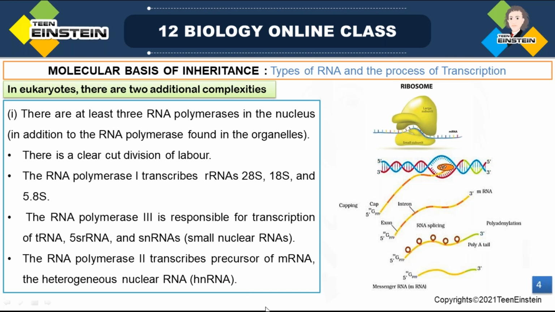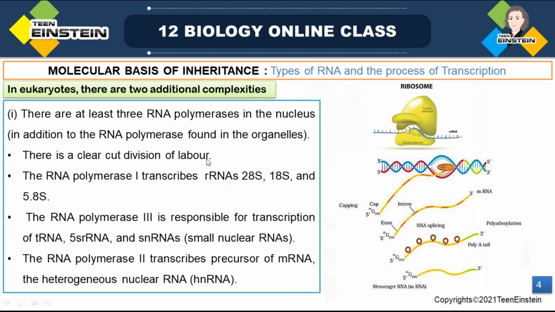Then RNA polymerase 3 transcribes tRNA, 5S ribosomal RNA, and snRNA. What is snRNA? Small nuclear RNA. So there are at least 3 RNA polymerases in the nucleus.